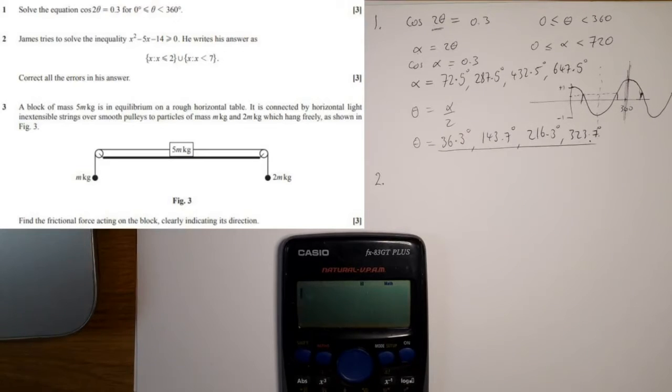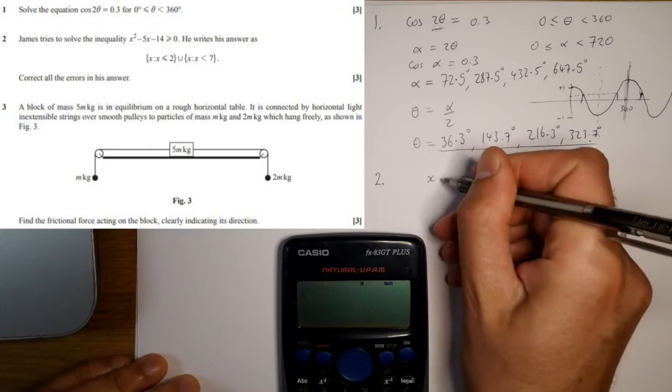Question number 2. James tries to solve the inequality x squared minus 4x minus 14 is greater than or equal to 0. He writes his answer as that. So you've got set notation there. The left hand side between those squiggly brackets is saying all x values less than or equal to 2. The right hand side is saying all x values that are less than 7. And the bit in the middle is a U. That's a union. So that means both of those things.